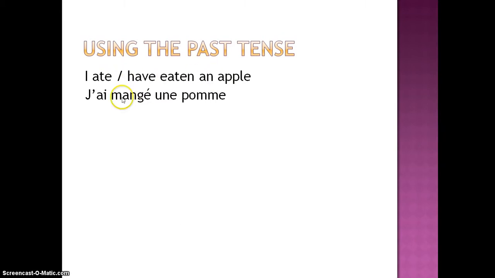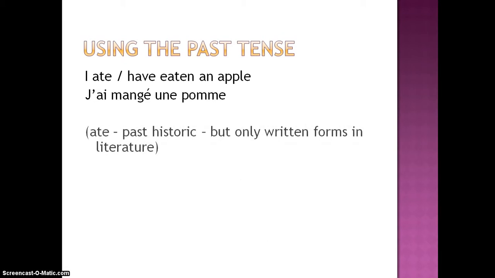Now, if we look at the I have eaten part of it, which is a recent past, it's word for word. Je, I, ai, have, mangé, eaten, une, a, pomme. Okay, but we can also translate it as I ate. So j'ai mangé can be I ate. But again, if you know the passé composé well, then you'd know that. We can say I ate in French, but that's using the past historic. But this past historic is only used in written forms in literature, so you won't need to construct it yourself really.